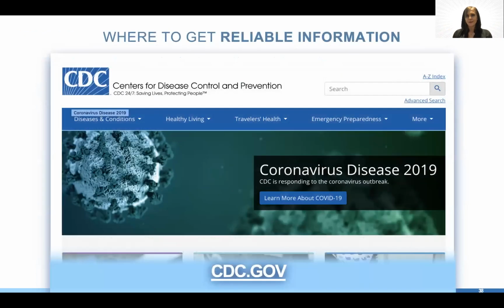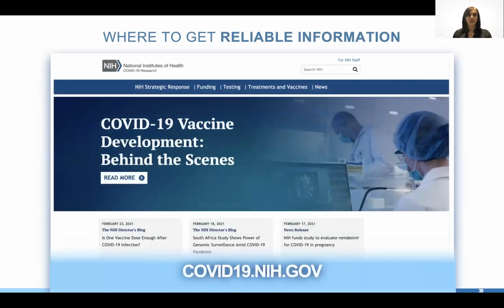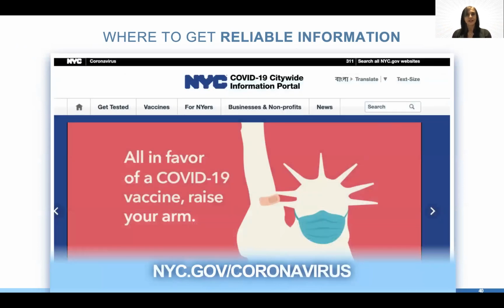We want to make sure that you're armed with the sources where you can get reliable information. Please don't go to grandmadoesntlikevaccines.com. We want you to go to places like the CDC, the Centers for Disease Control and Prevention, so that's cdc.gov. Another great source of information is the National Institutes of Health, and they have a whole website around COVID-19. It's covid19.nih.gov.